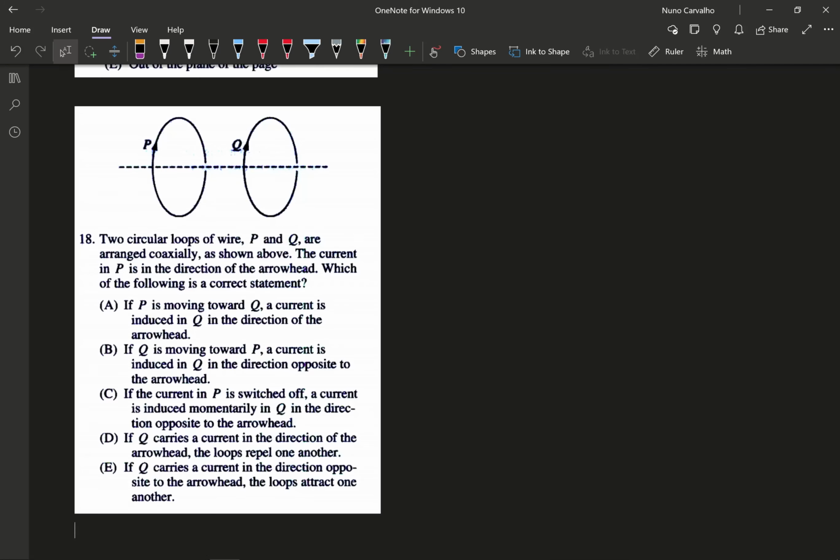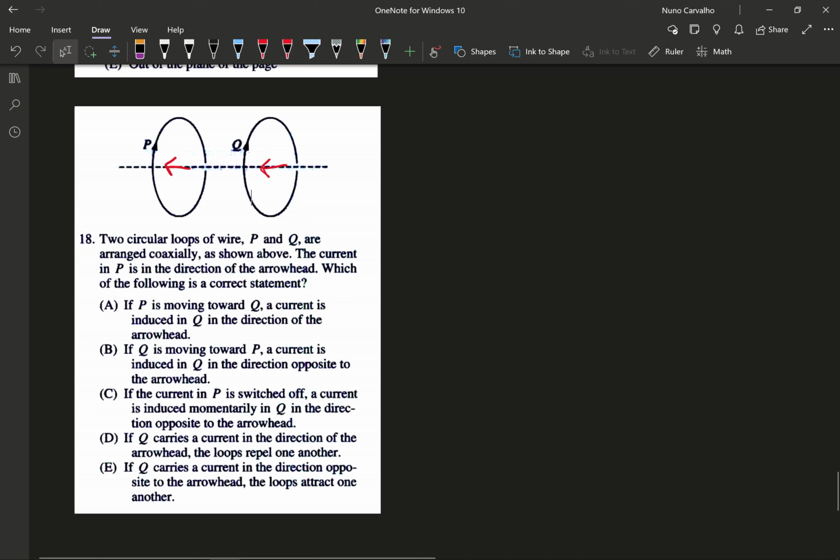Number 18 is a kind of difficult question. You have to be good at understanding how magnetic fields look in space. We're told that two circular loops of wire, P and Q, are arranged coaxially as shown above, and the current in P is in the direction of the arrowhead. Which of the following is a correct statement? Before even looking at these, I would think about what magnetic field this is producing. Here at P, it's going to be producing a field in this direction, and the same thing at Q, since they look the same and go in the same direction.